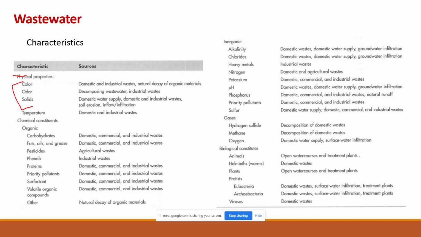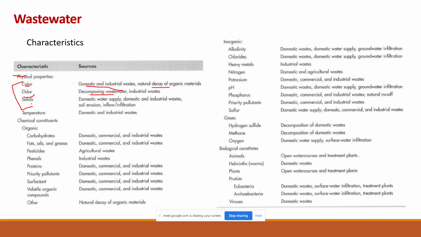high, right? So now when we talk about color, mostly the color can be from domestic or industrial waste, or there could be natural decay of some organic materials. Odor basically comes when there is decomposition of the organic material taking place. So the decomposing wastewater will always have a very offensive odor. Wherever you see there are some open sewers or open wastewater channels, and if there is some kind of decomposition taking place, it will emit a very offensive odor.